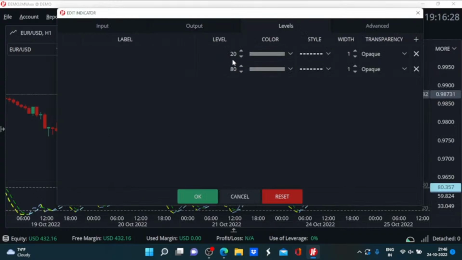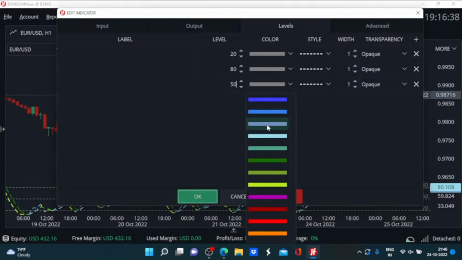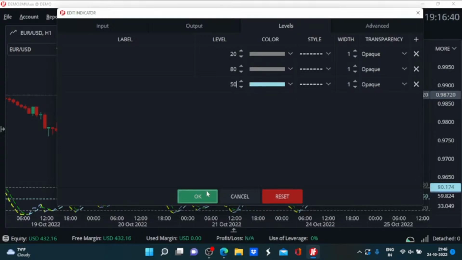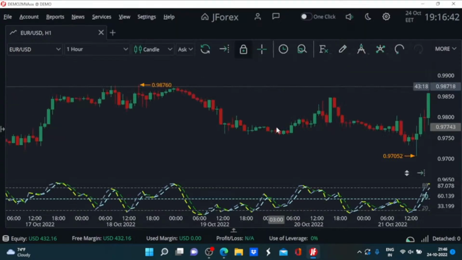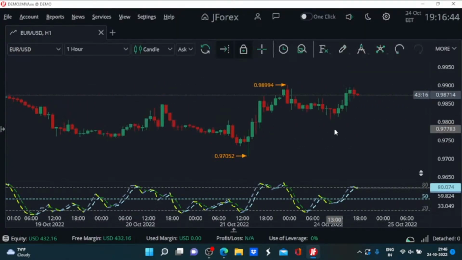Levels, we have defined these 20 and 80 levels, and if you want to add further levels, you can do that. For example, if you want to add 50, you can do that. Color combination can also be kept as per your requirement. So this kind of customization can be done.